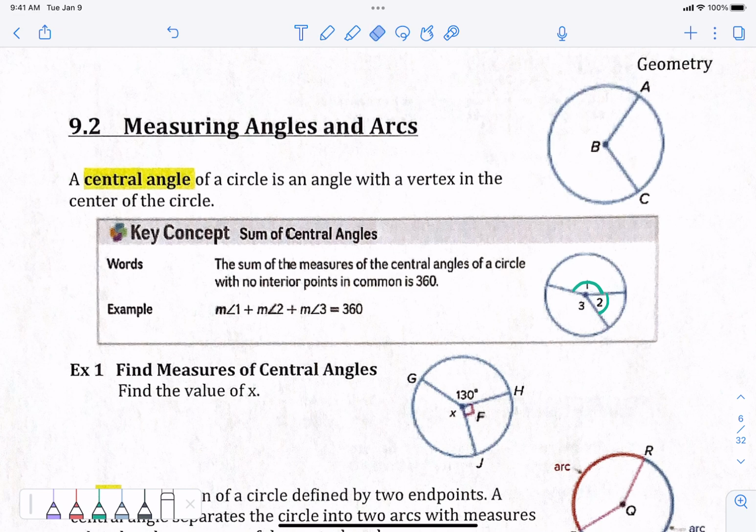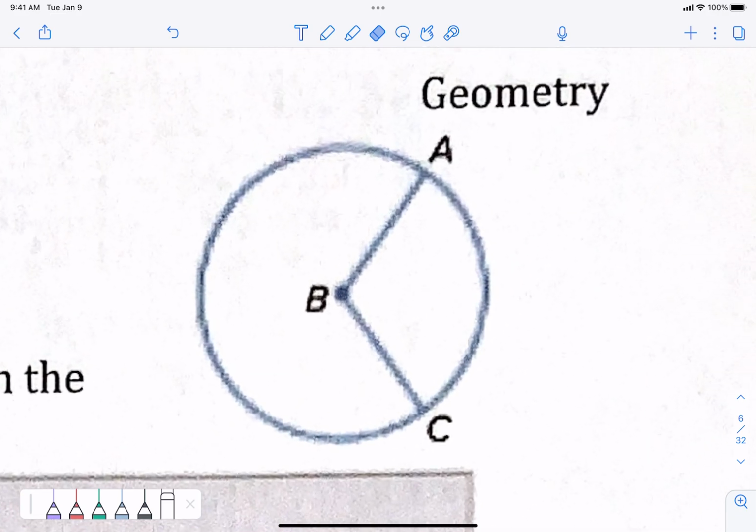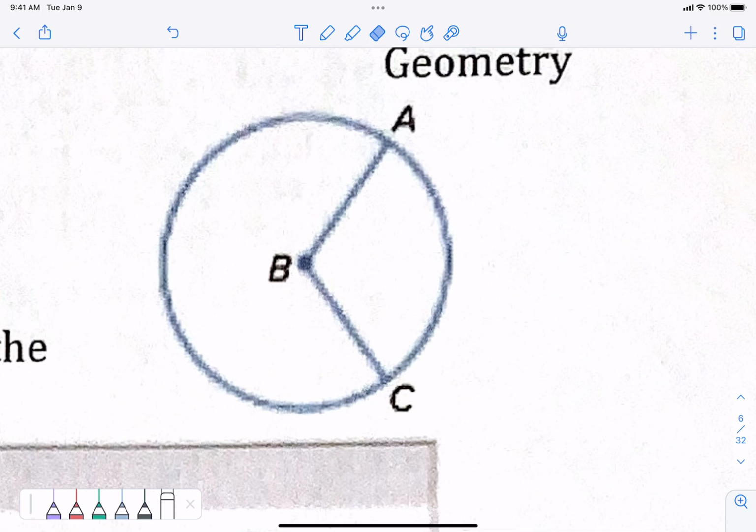9-2 notes today. This is kind of a short section. I like chapter 9. I don't know how you guys liked section 9-1, circles and circumference, but I like chapter 9. The circles, that's my vibe right there. Take a look at this example over here off to the side. I'm going to label some things.